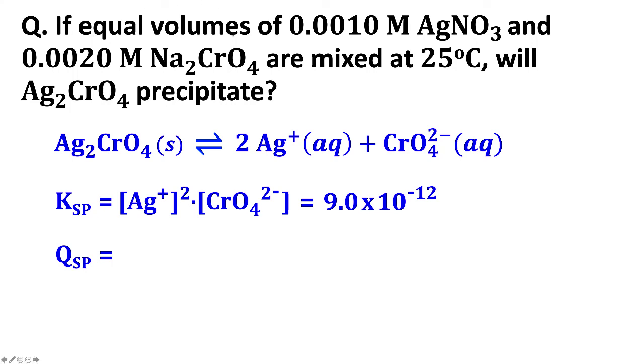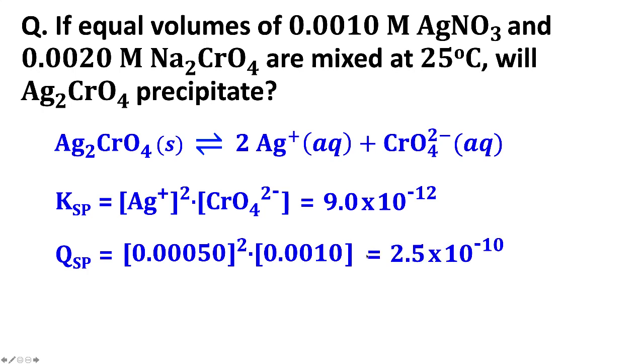So if we have equal volumes of the silver nitrate solution and the sodium chromate solution, they're going to dilute by a factor of 2, and so the 0.001 molar silver ion will actually be half of that, and the 0.002 molar chromate ion will actually be half of that. So the actual concentrations initially of the silver ion is 0.00050 molar. The actual concentration once diluted of the chromate ion is 0.0010 molar. And then when we calculate that, we get 2.5 times 10 to the minus 10th.